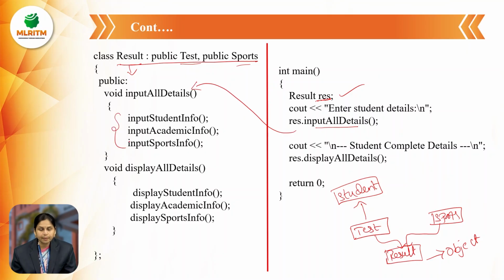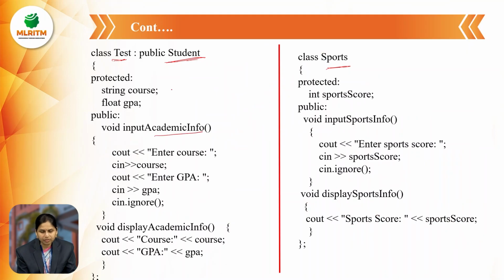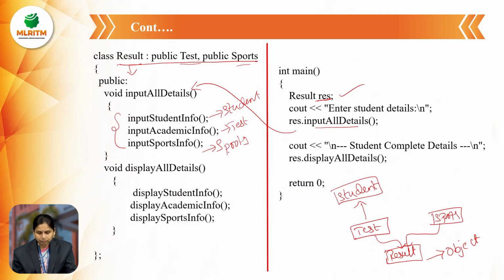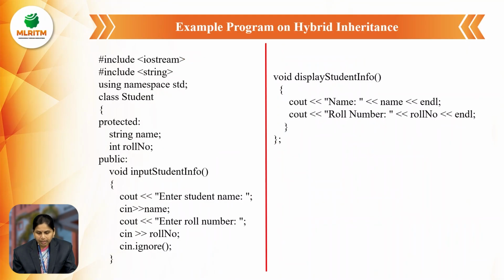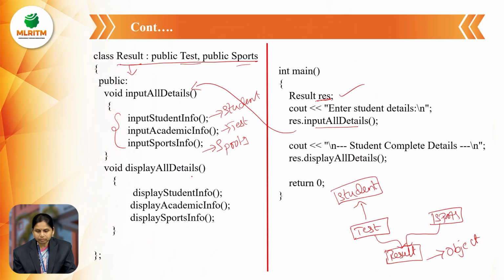But here we are calling three methods. Input student information is from the student class. Academic information is from the test class. Sports information is from the sports class. Here we are reading these, and we can display the details by calling these three methods.